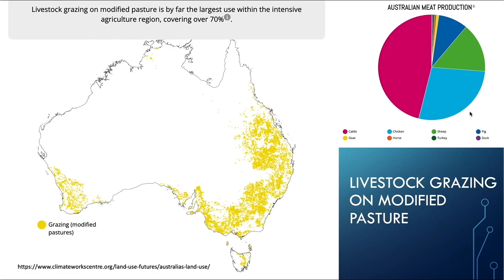And I know our chicken consumption is increasing in Australia, but cattle grazing is increasing as well at the same time. And so this is the breakdown of how that industry looks.